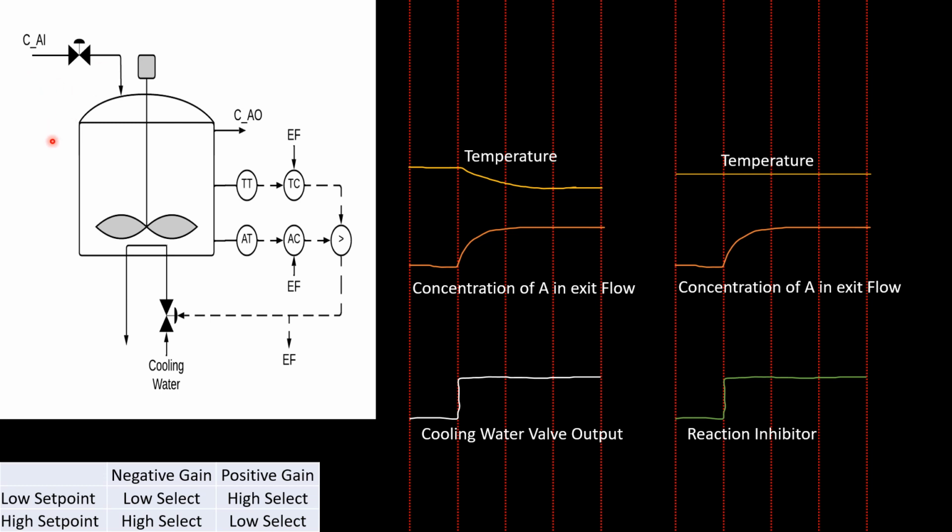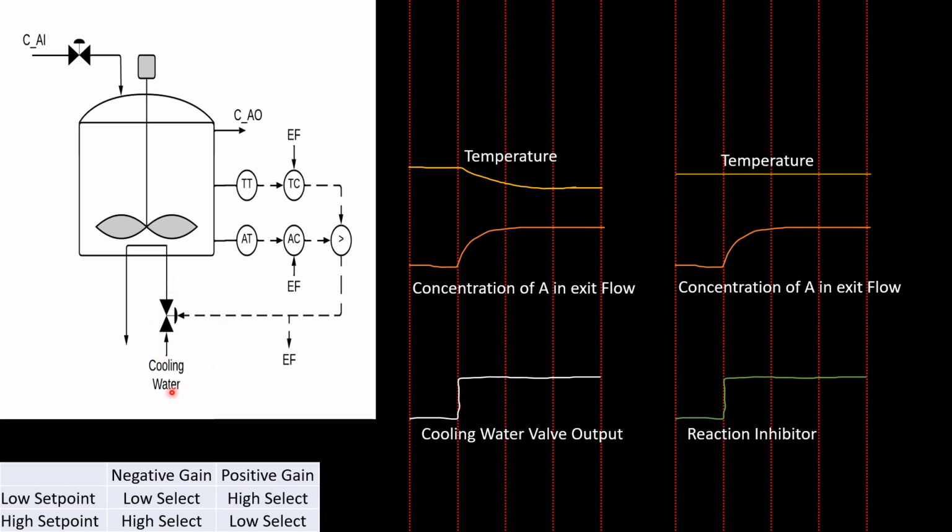Suppose you have an exothermic stirred tank reactor, as you can see here. The inlet flow has some concentration of A, let's say that's concentration C_AI. Then we have some concentration of A in the exit flow, let's name that CA0. Our goal with this cooling water valve, we can see here, is to control the amount of reactant A that's in the outflow of the reactor.